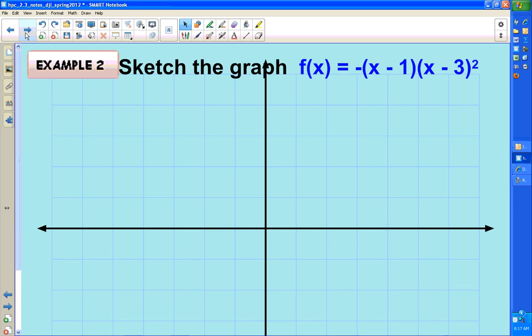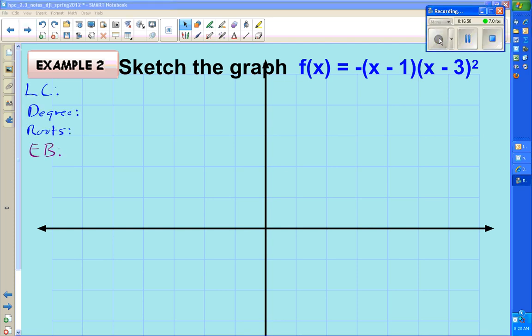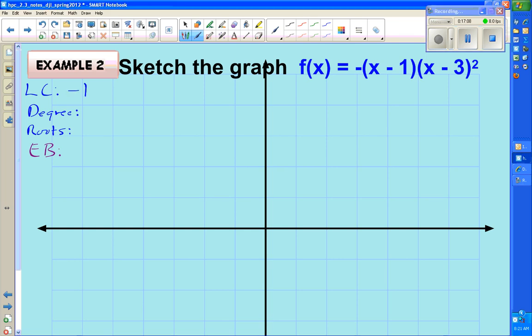Let's try another one. Okay, see how you do. Give this one a shot. So, leading coefficient. What's the leading coefficient? Negative. -1 specifically. What's the degree? Be careful on this. It's 3. So what does that mean for our end behavior? Start on the left, and then the bottom right. Yeah, so on the left, which way? Up. On the right? Down.